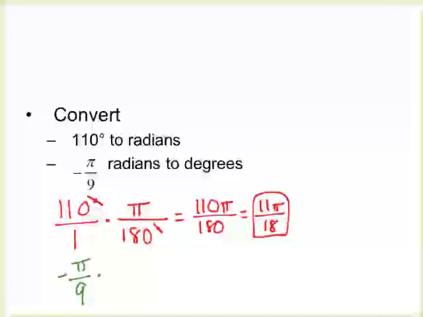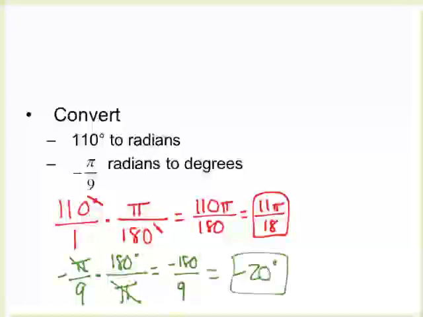Negative pi over 9 is already a fraction, so I don't need to make it a fraction. So I'm going to multiply it by our equivalence ratio, putting pi on the bottom so that what I'm given cancels, which puts 180 degrees on the top. Multiplying across, that gives me negative 180 over 9, which is negative 20 degrees. Okay, so we always use 180 and pi. We set it up so that what we are given will cancel, leaving the new unit.